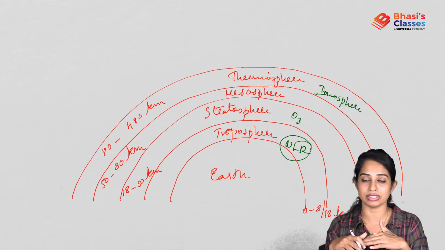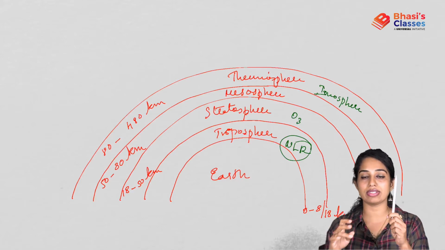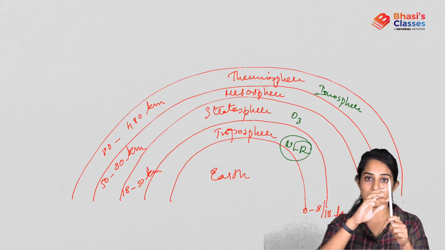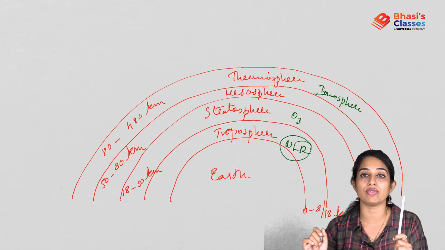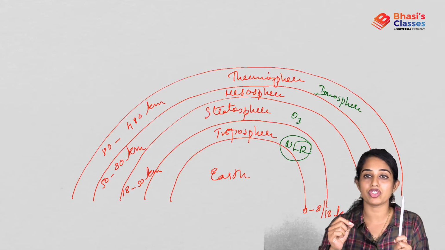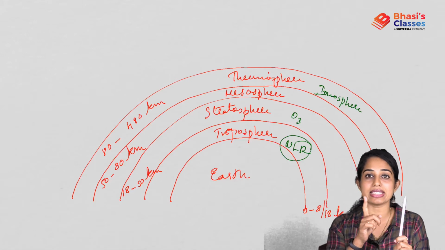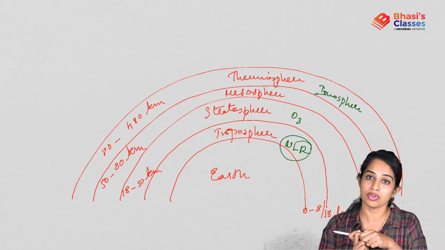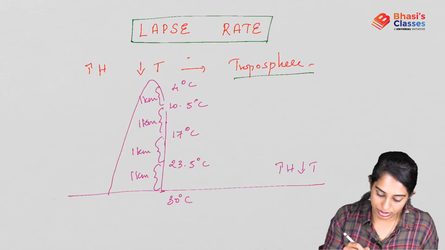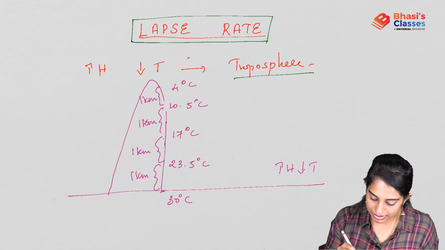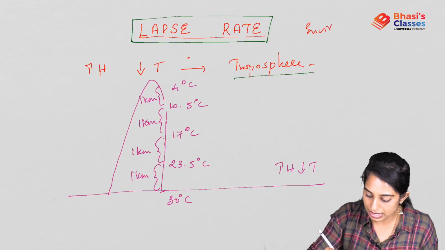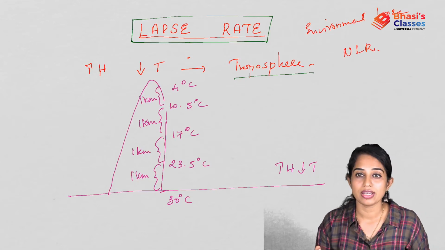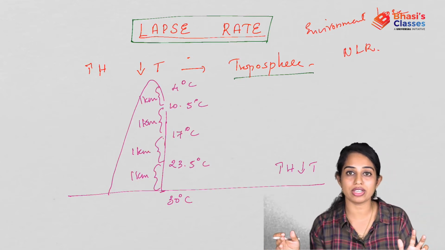In the first layer of the earth, as you go up, if this is a mountain or this is the altitude we can measure, as we go up the mountain or up in the atmosphere, what we can understand is that temperature decreases. That is, with increase in height, there is decrease in temperature. This is called environment lapse rate, or normal lapse rate, or lapse rate, NLR. So we are talking about lapse rate.